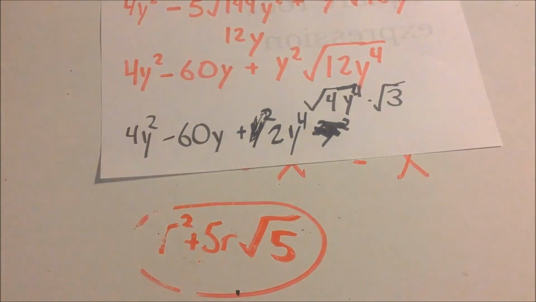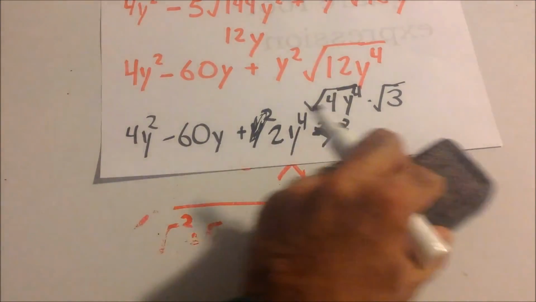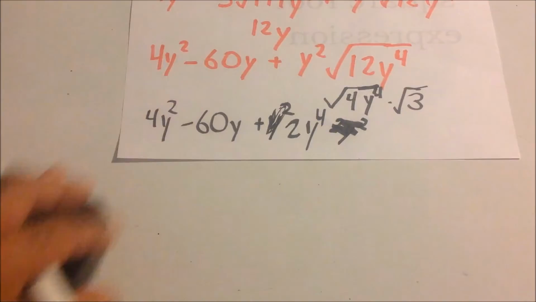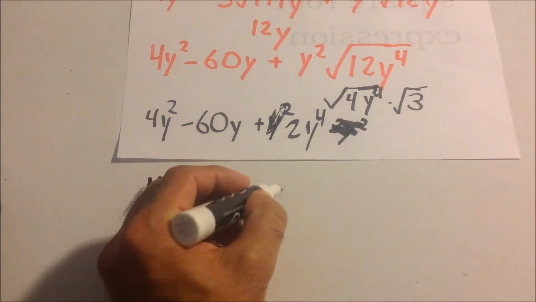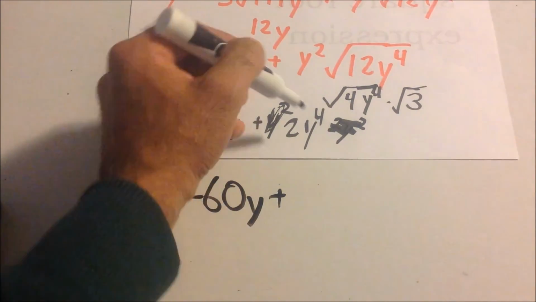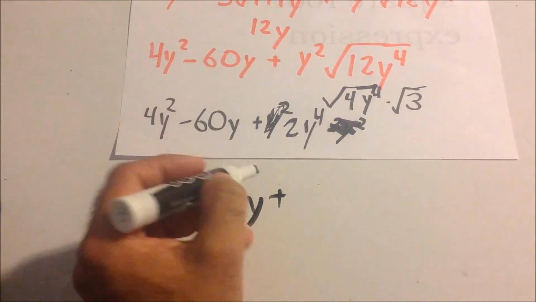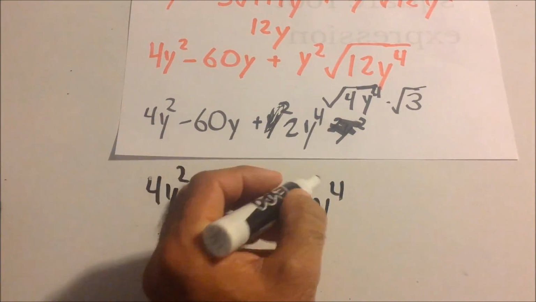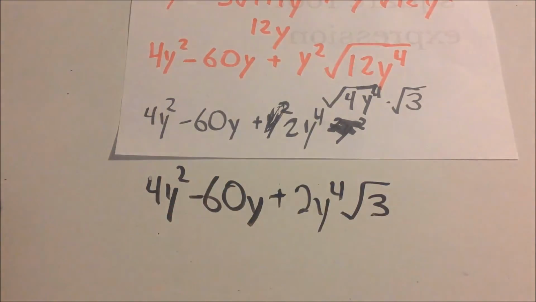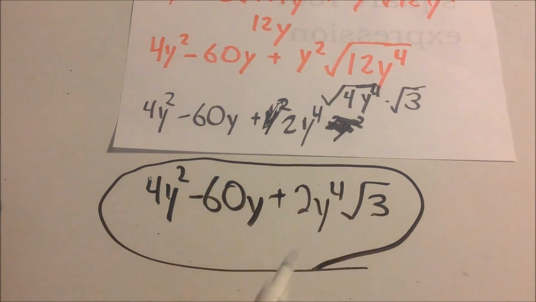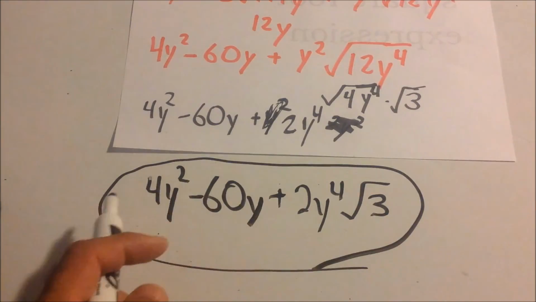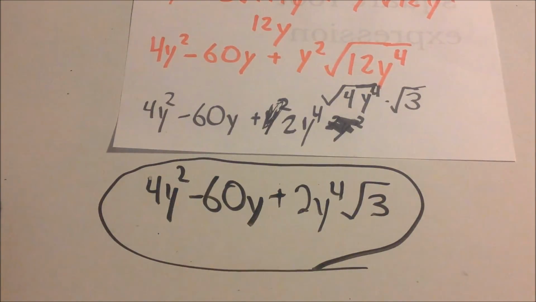So let's write that over. A little messy. Okay, so again, the final answer would be 4y squared minus 60y plus, we had a y squared here, but remember the 2y squared was free, so it'll be 2y to the 4th times the square root of 3. Now, see if you can combine like terms. That's it, right? Because y squared is different than y to the 4th, and y is different than all of them. So this would be your final answer. All right, great job.